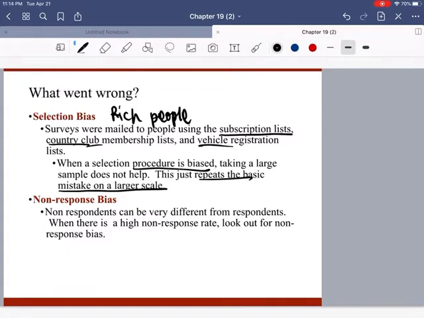They also had a non-response bias, where people who don't care so much about the election or who don't have strong opinions one way or the other are not going to respond to the survey. They're not going to take the time to fill it out and mail it back in. It's only the people who have strong opinions that will take the time to fill it out and send it in.